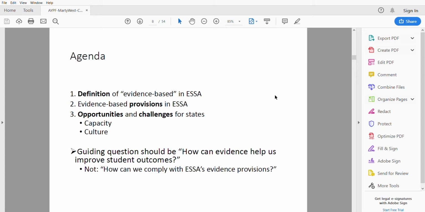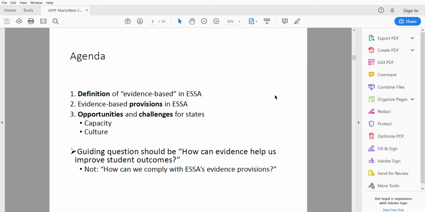We're going to be focusing specifically on the aspects where they discuss evidence in ESSA. I do want to call your attention to the guiding question that they have on page 8, where they remind us that the question we should be asking ourselves when looking at these definitions of evidence is how can we use evidence to improve student outcomes, not simply what does the law tell us that we have to do.